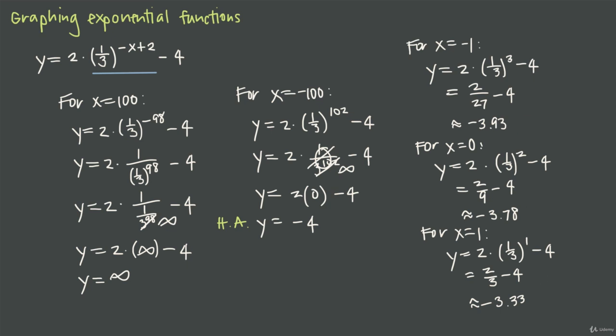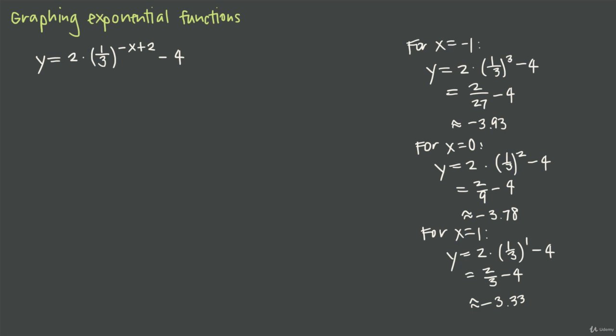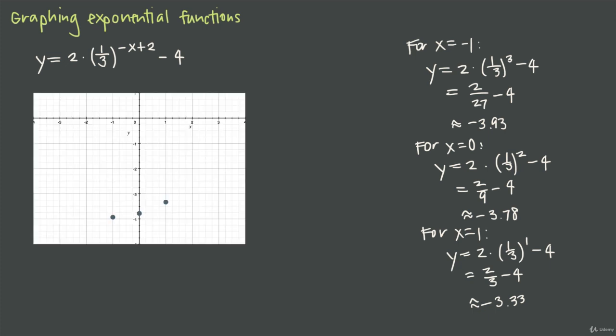So if we want to graph this then, we have these 3 coordinate points. Let's go ahead and move this for a second. If we plot those 3 points on coordinate axes, we find that we get this. And let's remember here that when we said for x equals -100, y was -4, and for x equals +100, we got y equals infinity. These 3 points that we plotted here on the graph are the values for -1, 0, and +1.